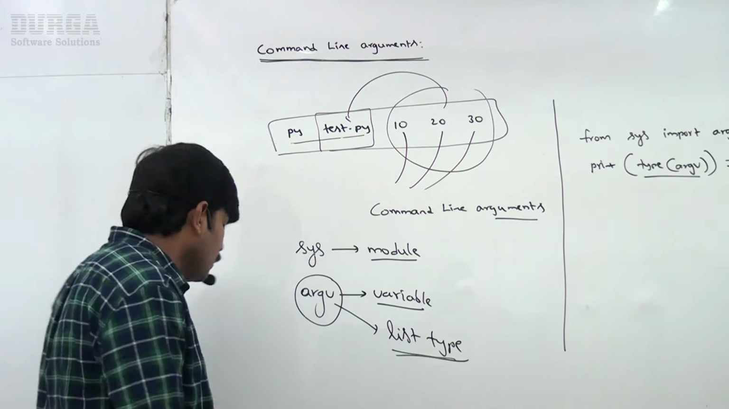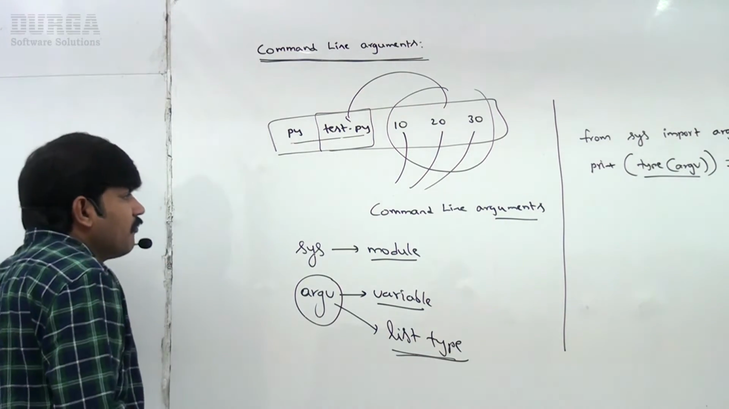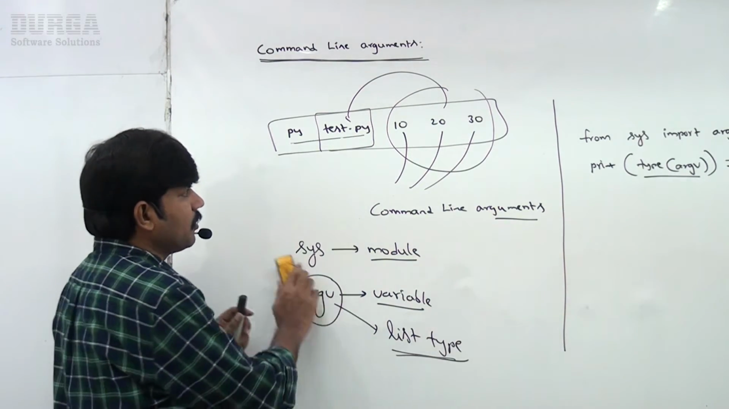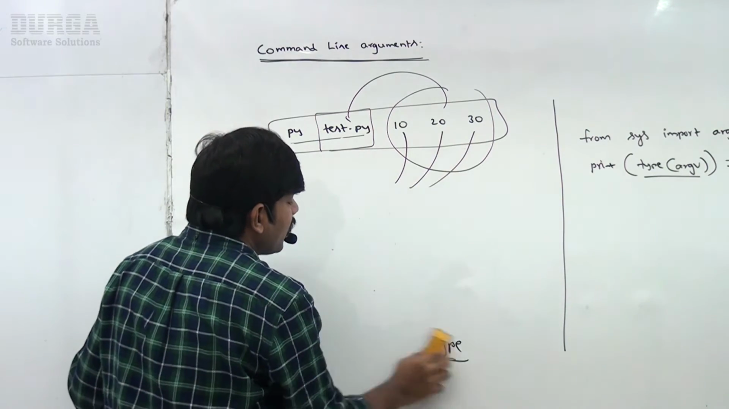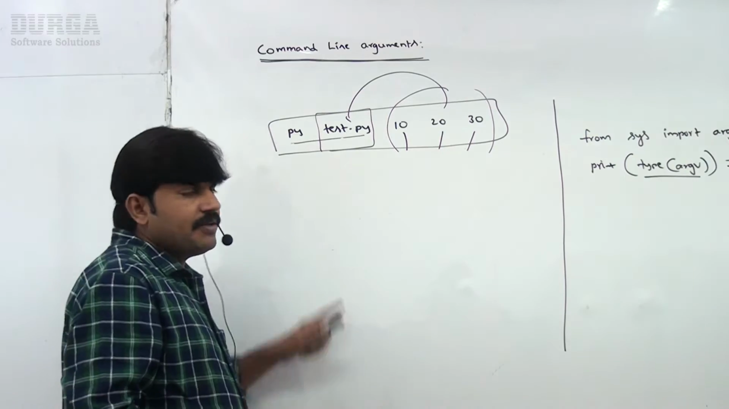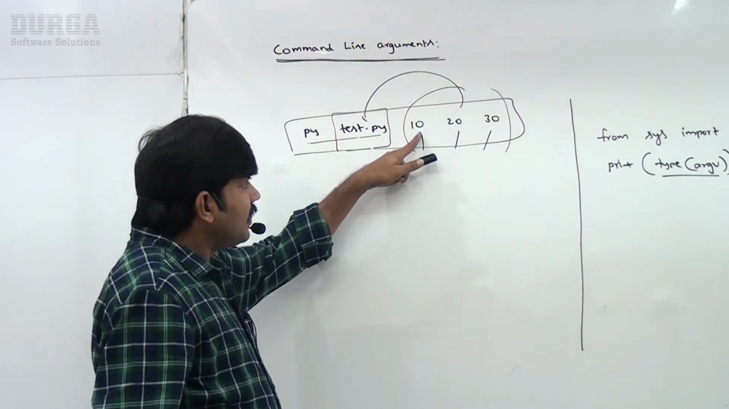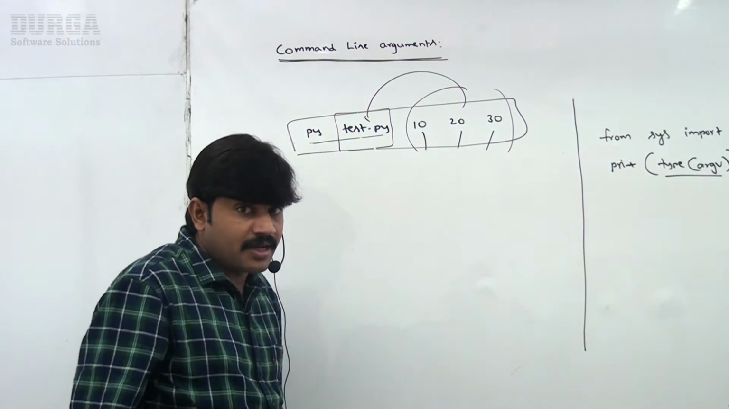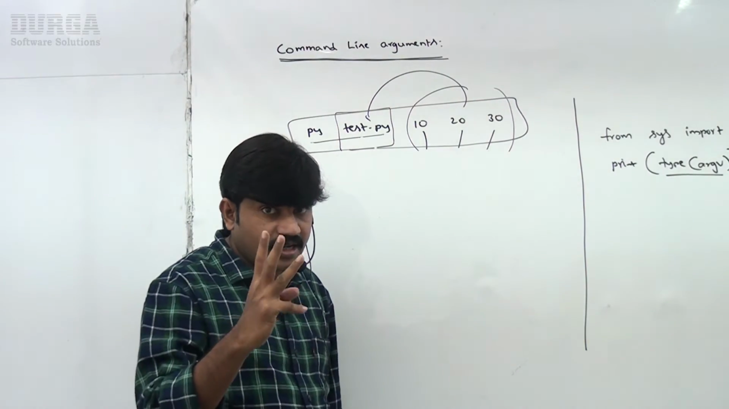Now I have one small doubt. Take very special care about this one. Here, how many command line arguments are we passing? Please observe: py test.py 10 20 30. How many command line arguments are we passing? 3 command line arguments, right?